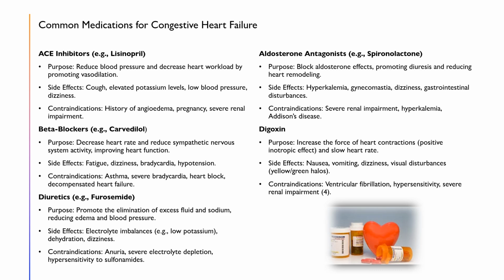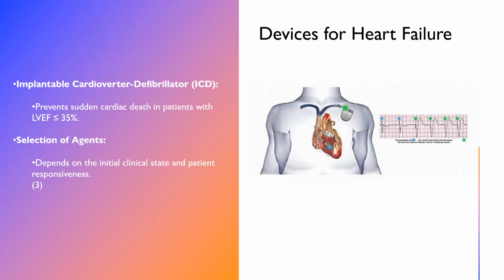Lastly, digoxin increases the force of the heart contraction and slows the heart rate. Side effects might include nausea, vomiting, dizziness, and visual disturbances like yellow or green halos. It is contraindicated in patients with ventricular fibrillation, hypersensitivity, or severe renal impairment.